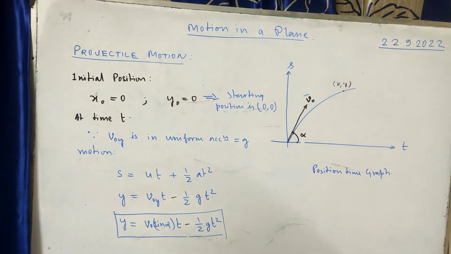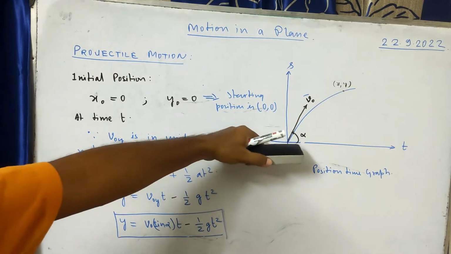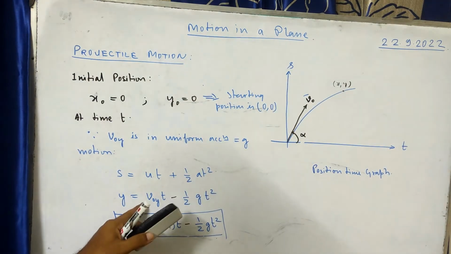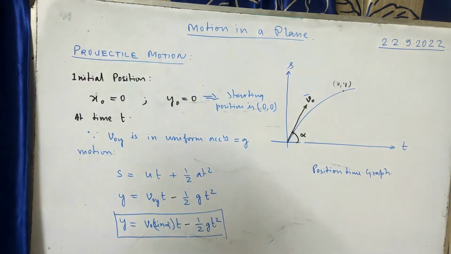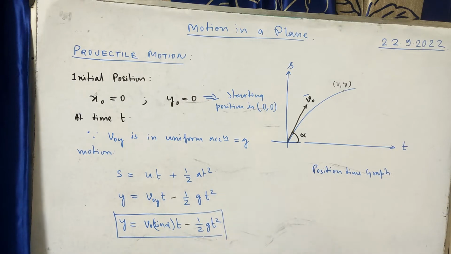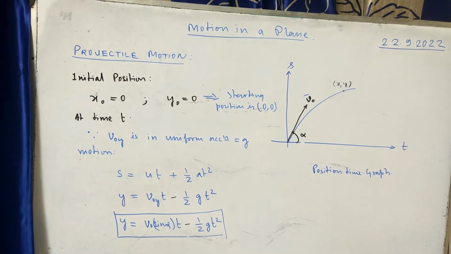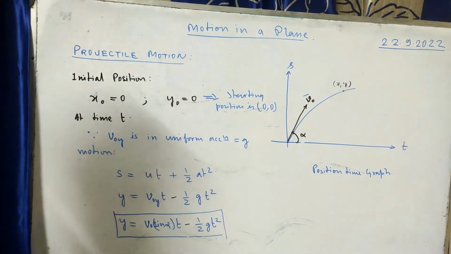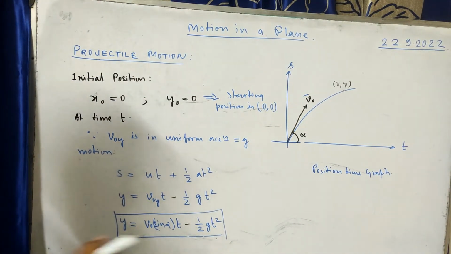This y direction is above this axis, above the origin, so this is positive. G is acting downward, so it will be negative. Okay, done. So far we came to know about the x position and y position. That means I know the position of the object at any time.